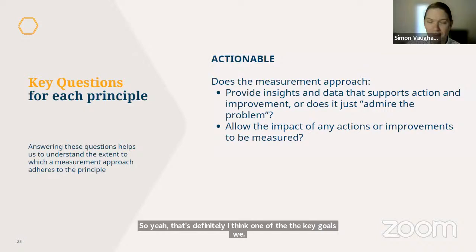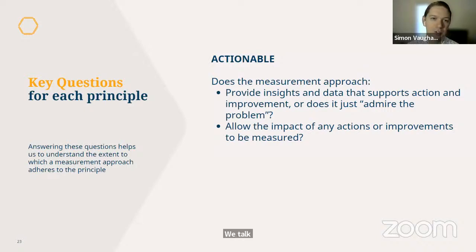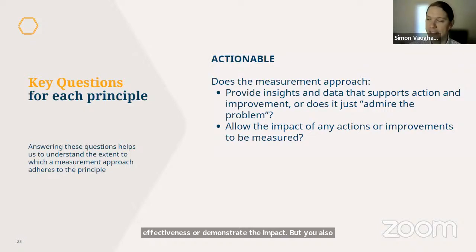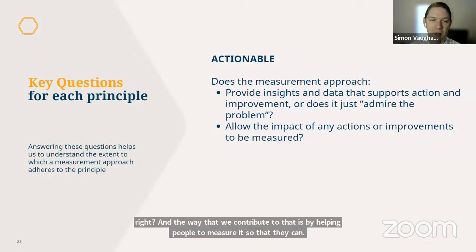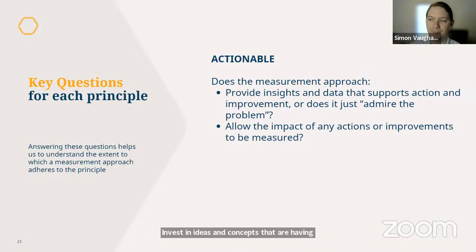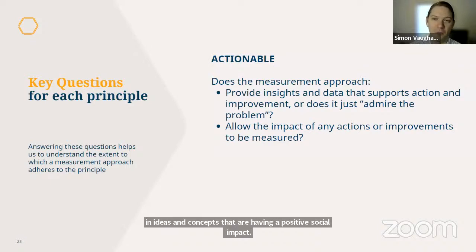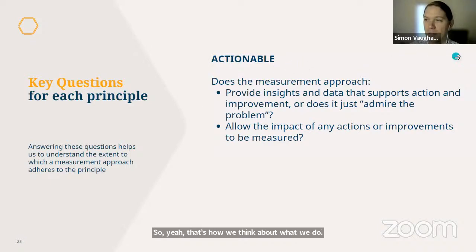We talk about measure and maximize. You measure what you do to demonstrate its effectiveness or impact, but you also want to maximize the good you're having in the world. At Huber, our whole approach is that we want to be part of more positive social impact being had in the world, and the way we contribute is by helping people to measure it so they can invest in ideas and concepts that are having a positive social impact. That's how we think about what we do, but definitely it's about that improvement.